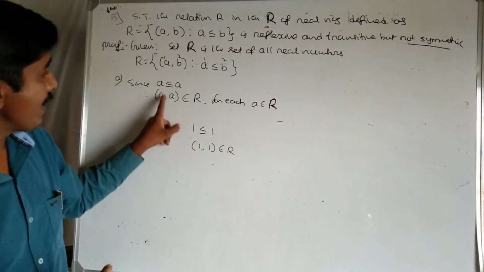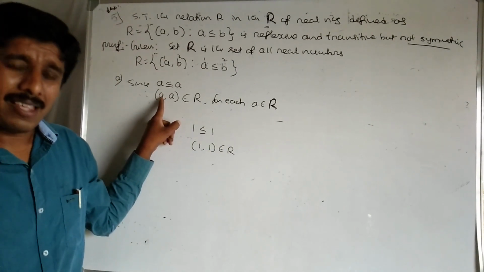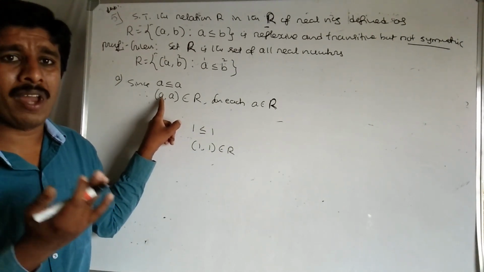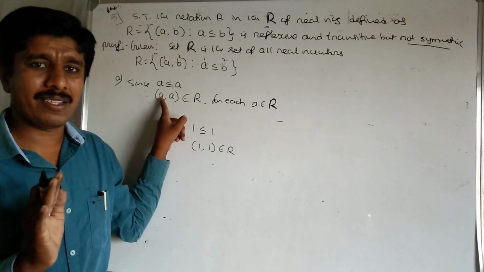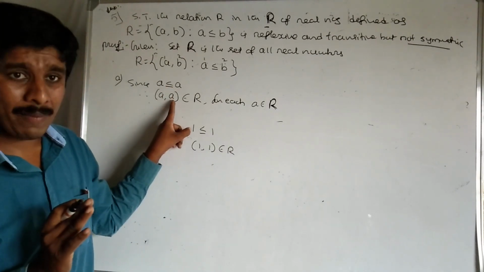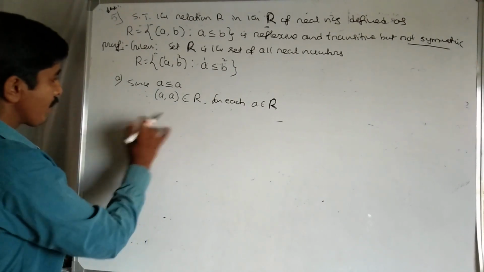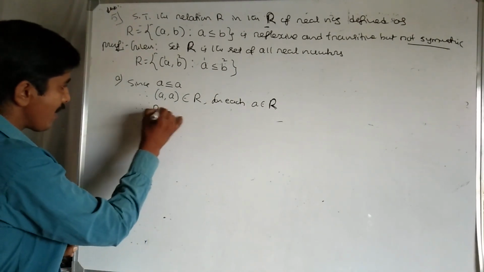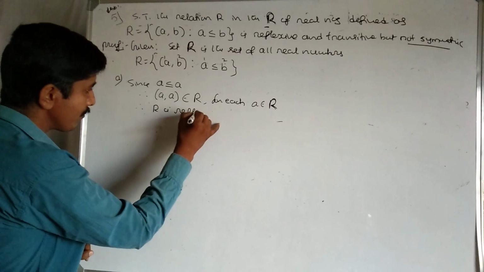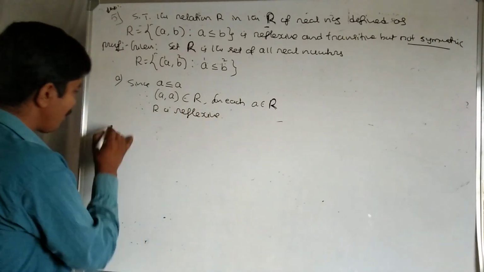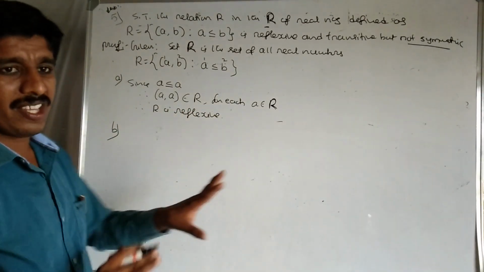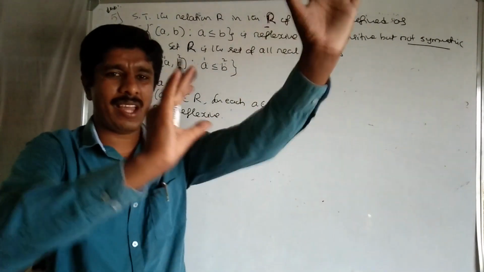Therefore, we have to take an element here. Element means any real number. It may be 0, 1, 2, 100, 1000, 1 crore, like that. Therefore, here we have to take elements. I am proving it is reflexive. Therefore, the relation is reflexive. Second one, symmetric. To prove that it is not symmetric, I am taking one particular element.